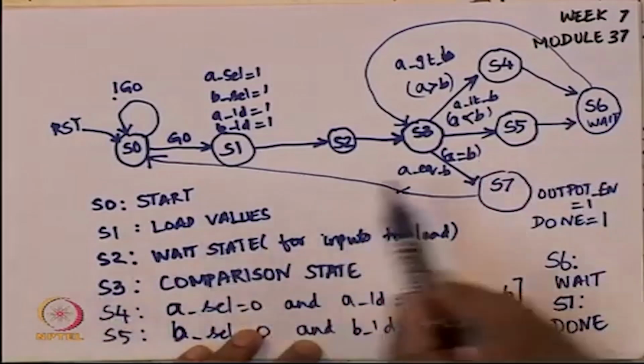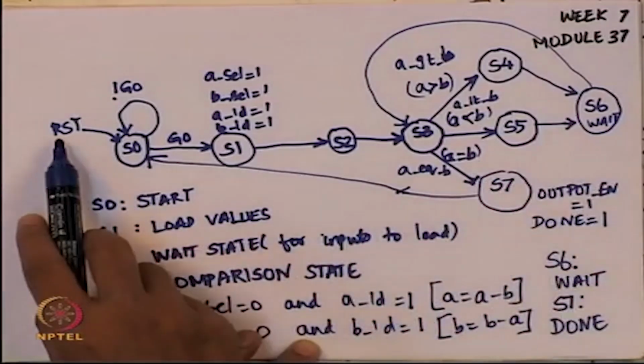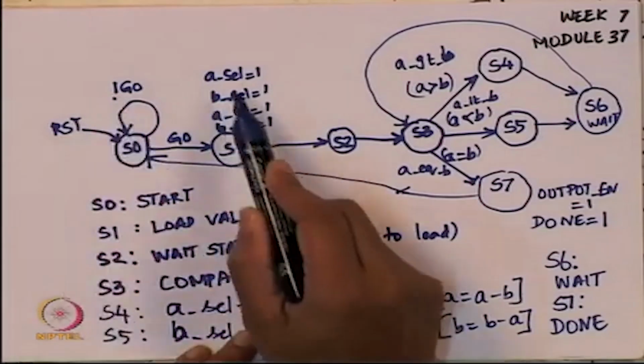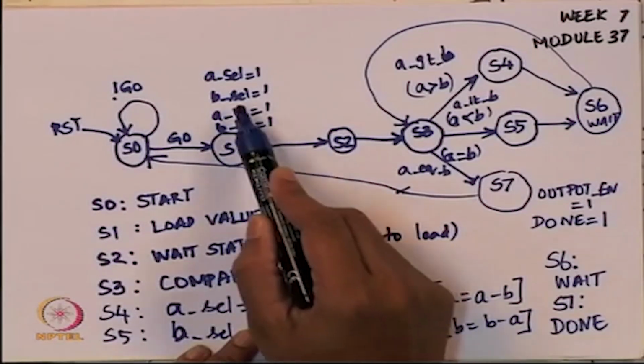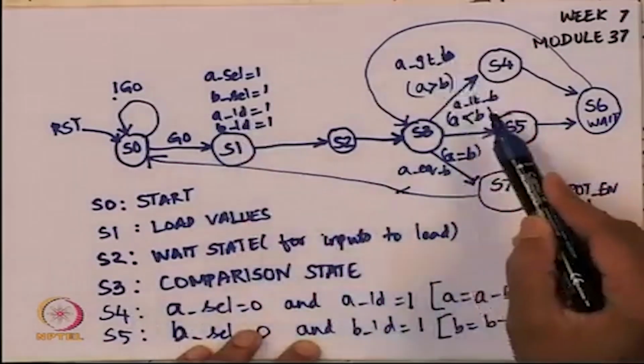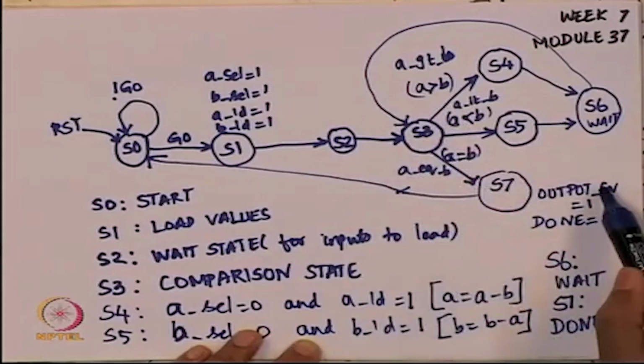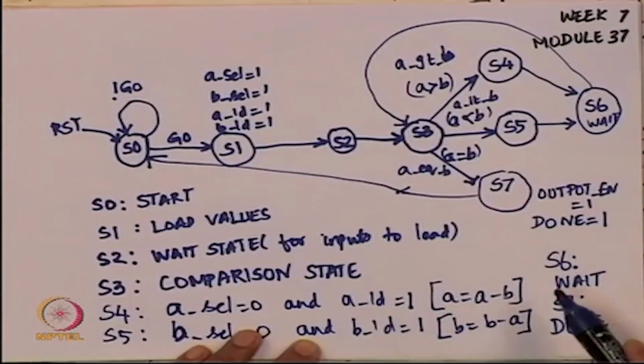So you can see what are all the different things that it is taking. Reset is an input, go is an input, then A select, B select, A load and B load are actually outputs, A greater than B, A less than B and A equal to B are actually inputs to the state machine, output enable and done are outputs of the state machine.